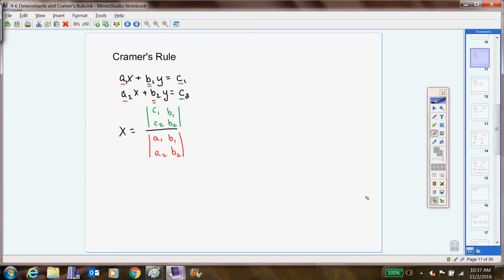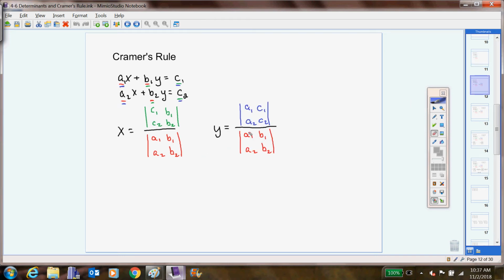It's just kind of like a quick way if you can remember all the steps. Y is very similar, but what you notice is still the same denominator made up of the coefficients of x and y. The x coefficients stay right here, but since we're solving for y, they get replaced with these numbers out here. Now, as far as the derivation, where it came from, we'll just leave that alone, and we're just going to practice using this.